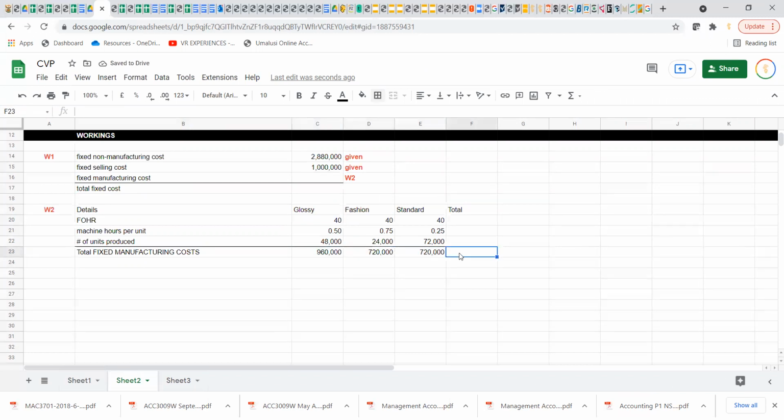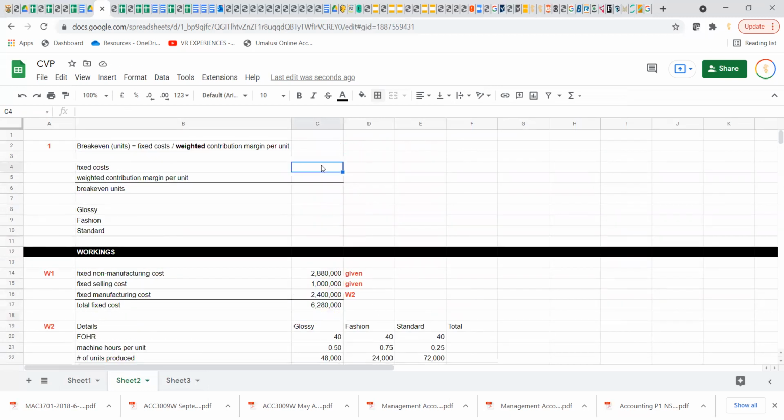So this is going to equal the sum. Okay, so 2.4 million is the total fixed cost. So I say sum, there we go, 6280.